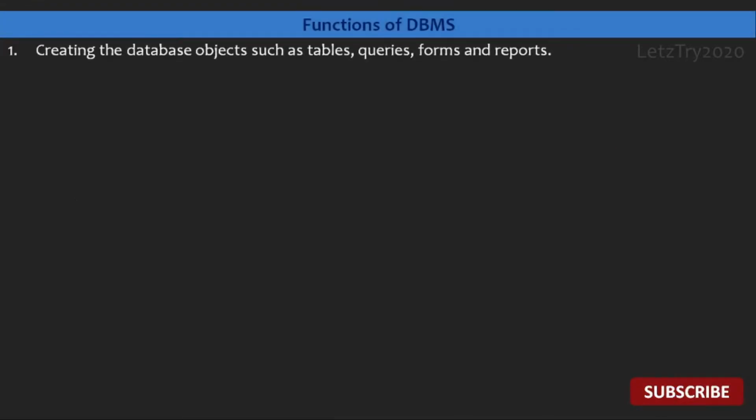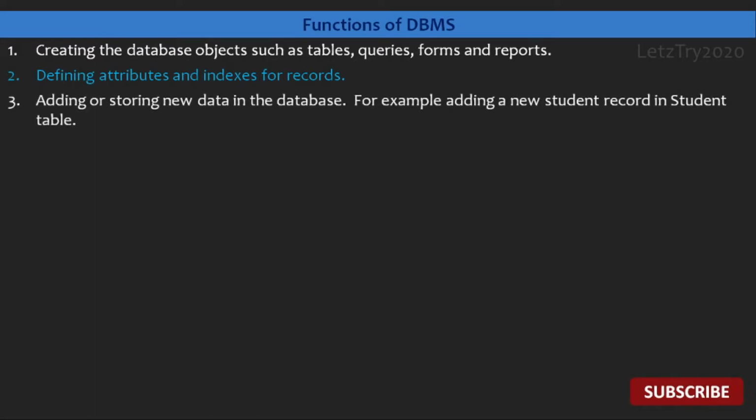Now let us consider the functions of DBMS. Functions of DBMS. First one, creating the database objects such as tables, queries, forms, and reports. The complete set of all these objects creates the entire database. Second one, defining attributes and indexes for records. Indexes help to identify a single record from hundreds of records. Third one, adding or storing new data in the database. For example, adding a new student record in student table, arranging records in increasing or decreasing order.